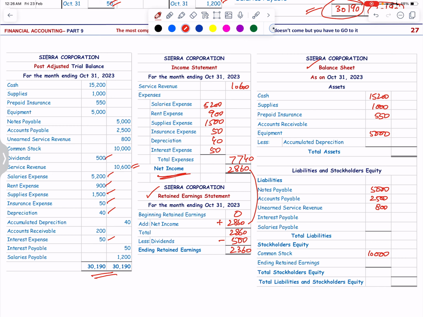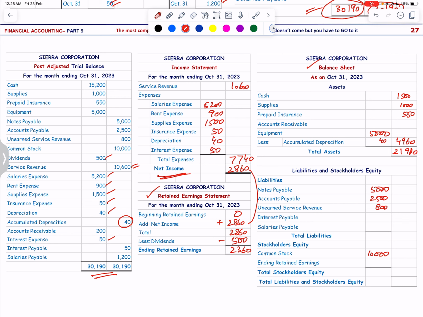I would like to put this in the last column. 1,500, 1,550, and I will erase these numbers. Okay. And then we have the accumulated depreciation, and accumulated depreciation was 40. So the total will be 4,960, the book value of the equipment, and the total assets will be 21,910.